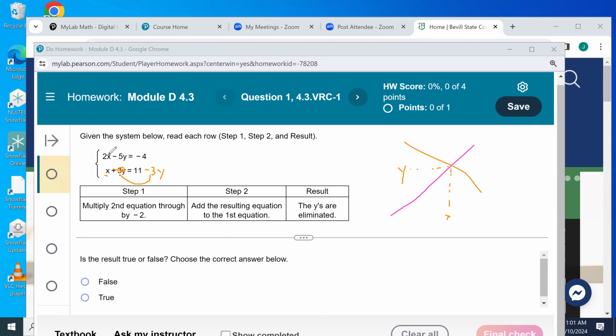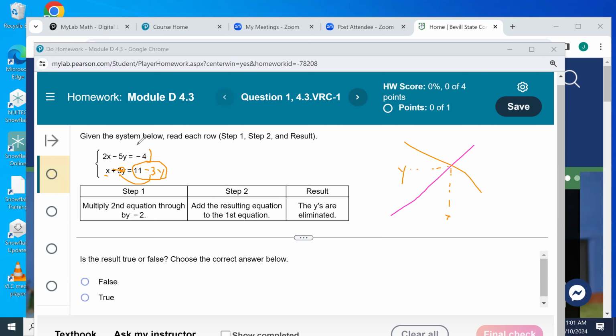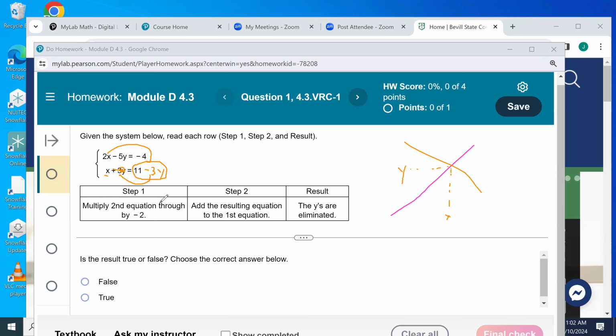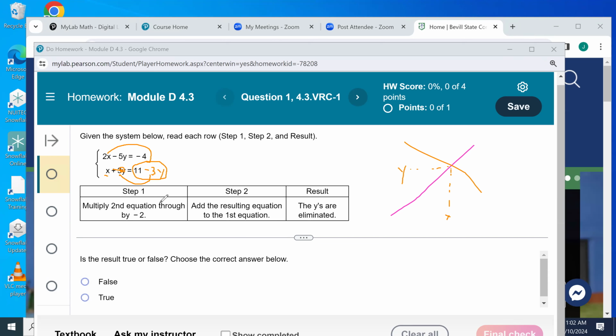And now I know that in the other equation, I can replace x with that. So I would have 2 times, in parentheses, 11 minus 3y, minus the 5y equals -4. You see how that worked? You take one of the equations, solve it for a variable, like x equals this, or y equals this, and then put that thing that it equals into the other equation for that variable. And then when I did that, I would only have one variable.